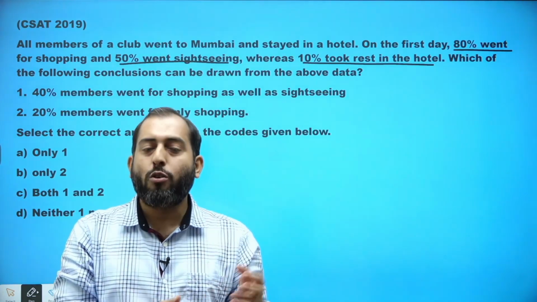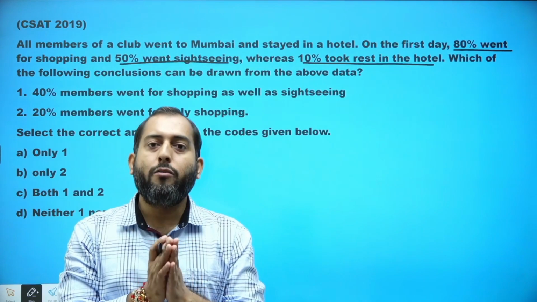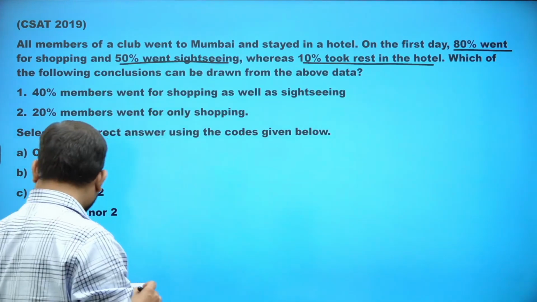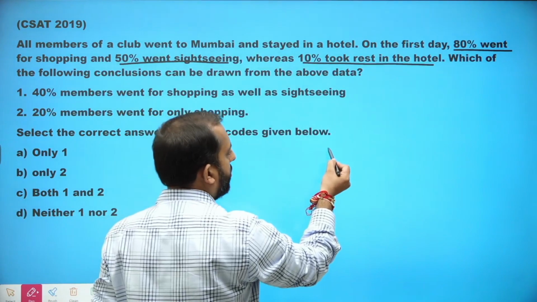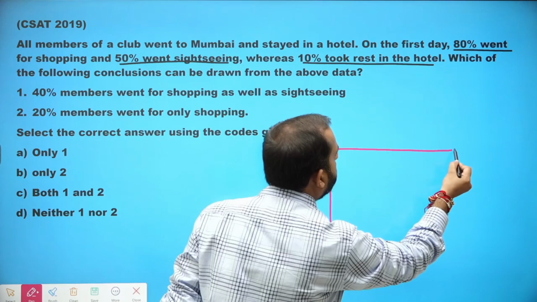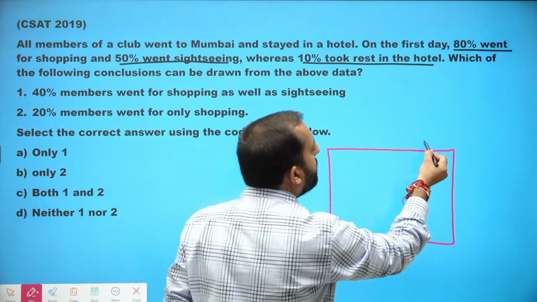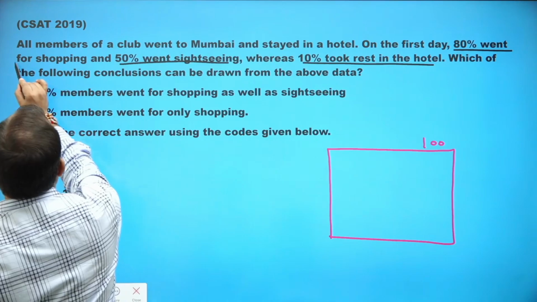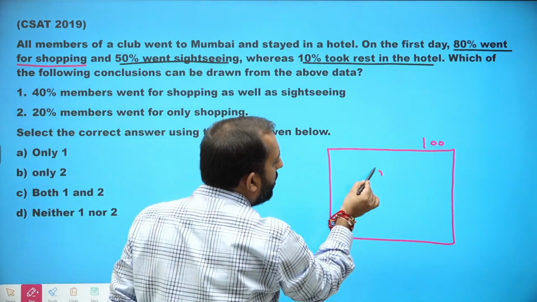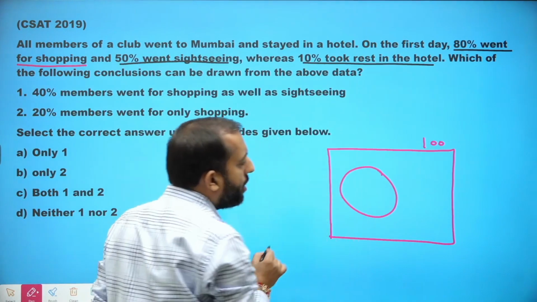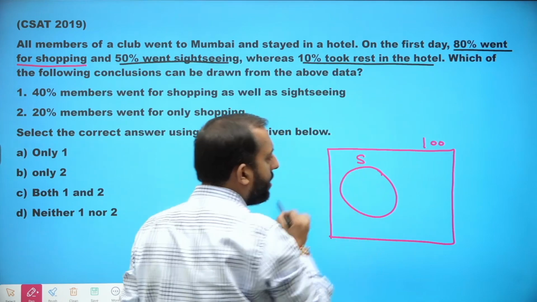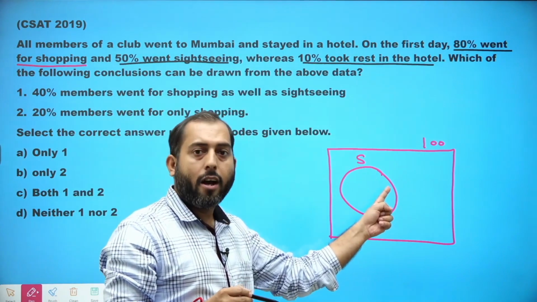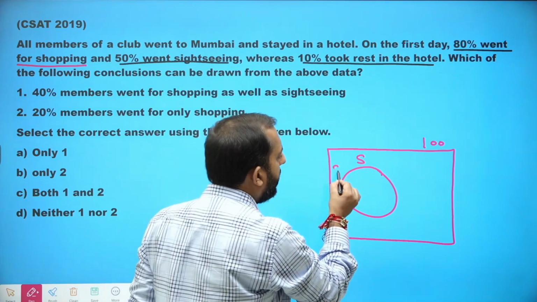It is not possible. So in such scenarios, definitely we're going to use the concept of Venn diagrams, the concept of set theory. So let me tell you. Suppose there were 100 people in total. Now 80% went for shopping. So all the people who went for shopping will be represented by a circle, and let's say the name of this circle is S, and this circle will contain 80% of 100, that is 80 people.